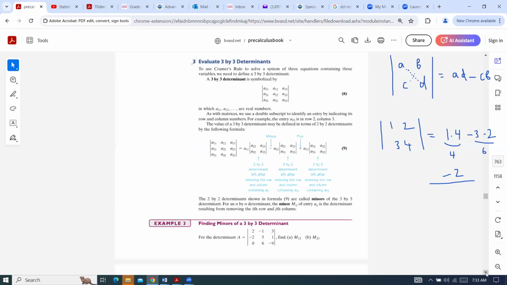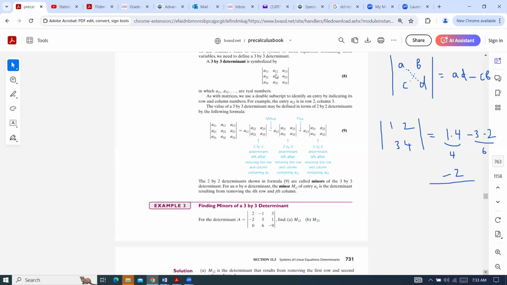Okay, here it is. So we have this determinant with 3 entries in each of 3 columns. So that's called size 3 by 3. And the way they recommend to deal with these determinants is to convert them to size 2 by 2. So for example, here we have 2, -1, 3, and also -2, 5, 1, and then 0, 6, and 9. This determinant could be turned into ones of size 2 by 2.